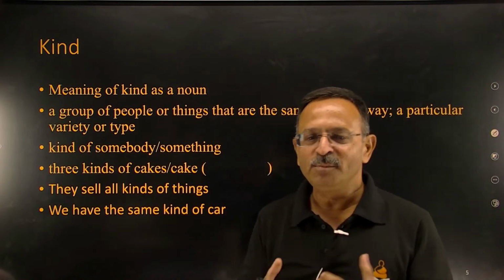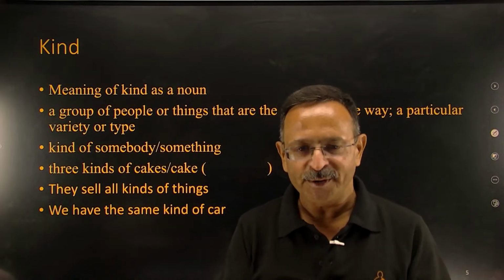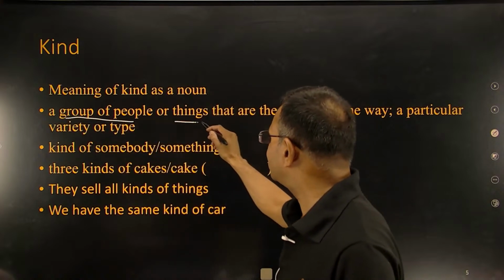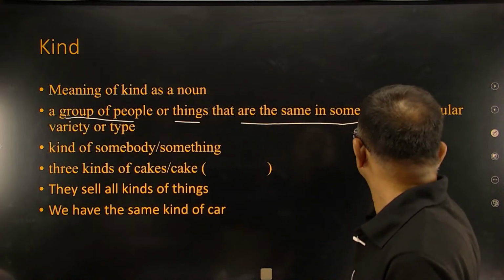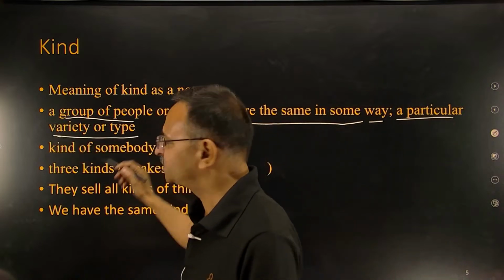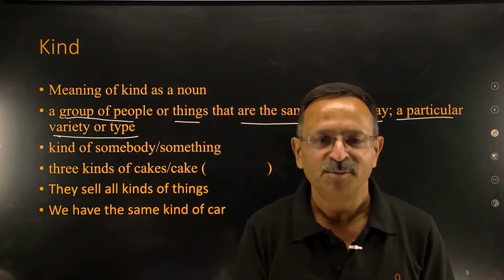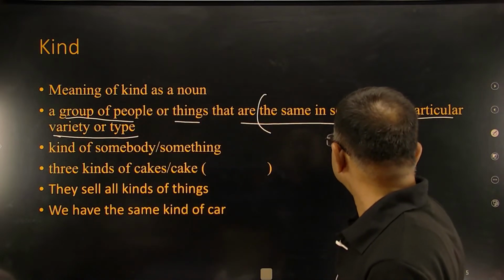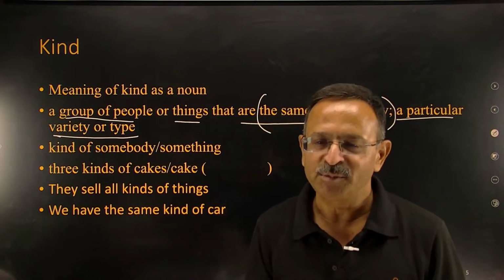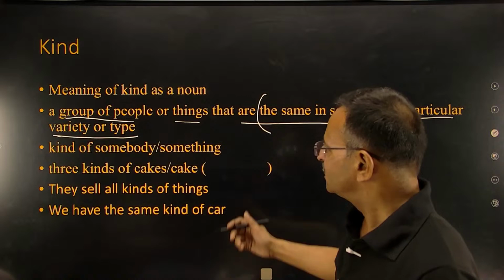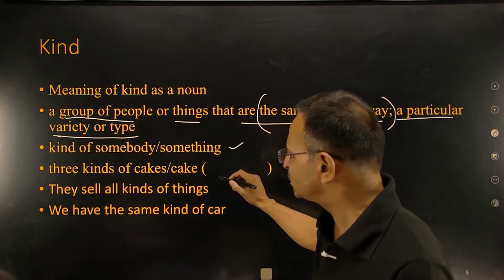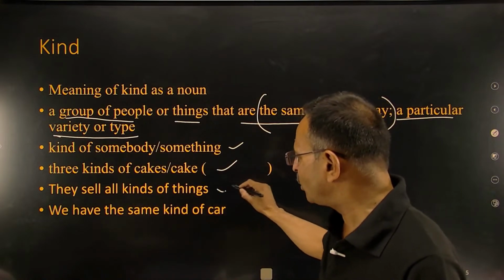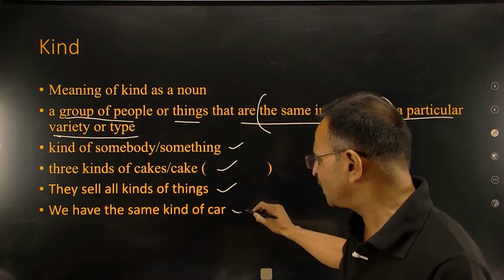Now, what do we mean when we use kind as a noun? What meaning does it connote? The first meaning is a group of people or things that are the same in some way, a particular variety or a type. They have the same kind of characteristics, right? So you can say three kinds of cakes, they sell all kinds of things, and we have the same kind of car.